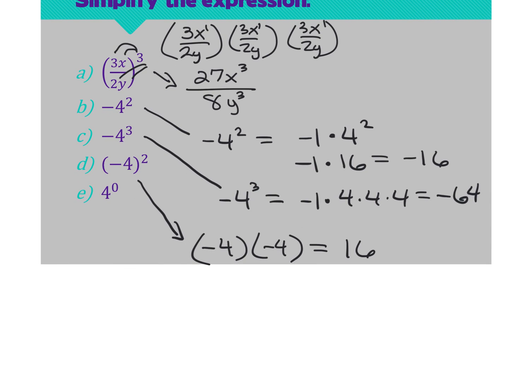And then the last one, any number raised to the 0 power is going to be 1, unless it's negative. For example, without a parentheses, this would be negative 1. But if the negative 4 is surrounded in parentheses, this answer is positive 1.